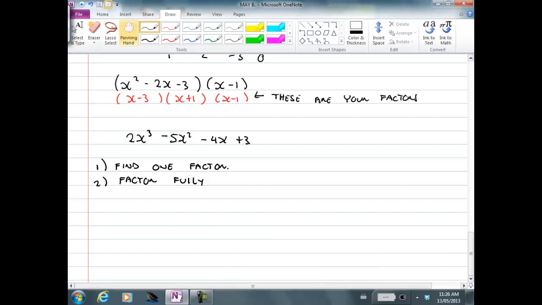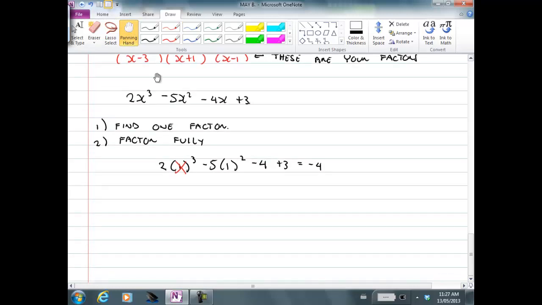So if you're lost, I'm going to try a random number. I'm going to try 1 for fun. I go 2 times 1 cubed minus 5 times 1 squared minus 4 plus 3. I tried random numbers. I know it didn't work. So there's always more than one answer. Because when I plug this in, it doesn't work. Give you -4, it doesn't work. But if I do -1, 2 times -1 cubed minus 5 times -1 squared minus 4 times -1 plus 3, that gives you 0. So right off the bat, I know -1 works.